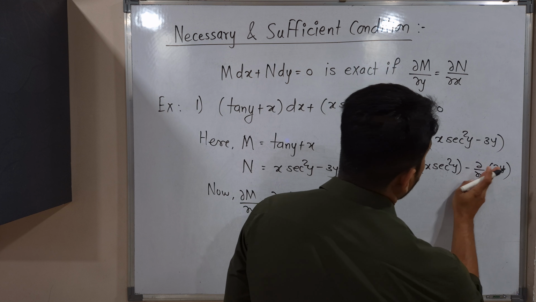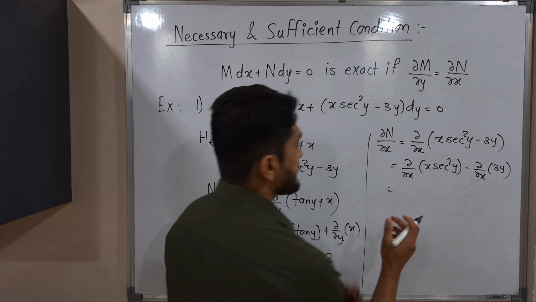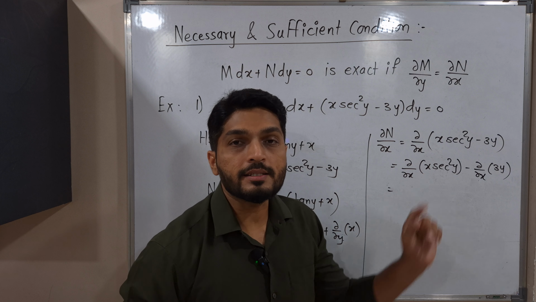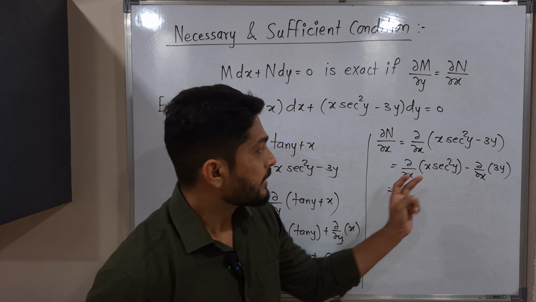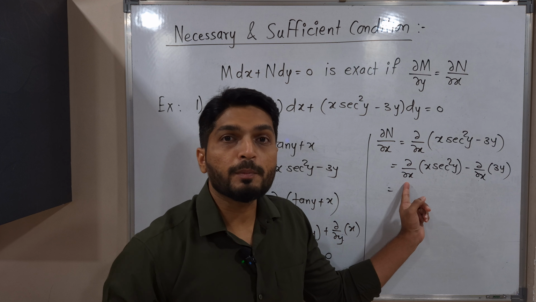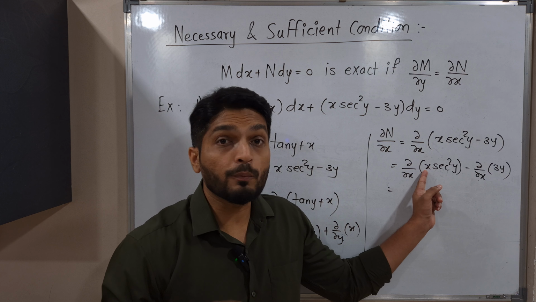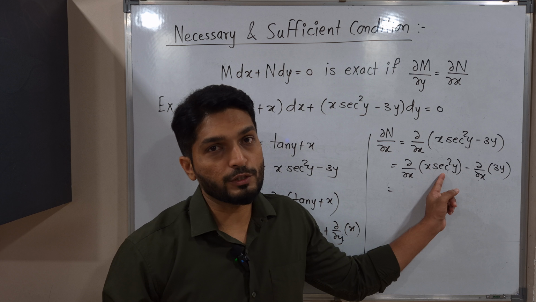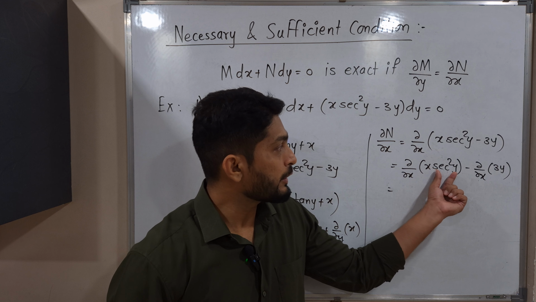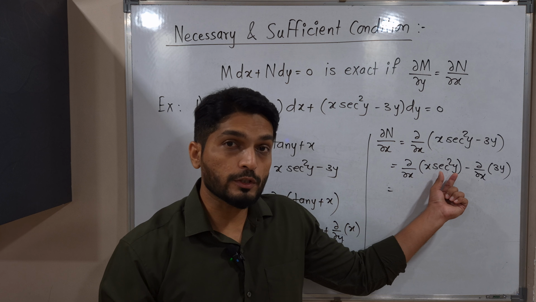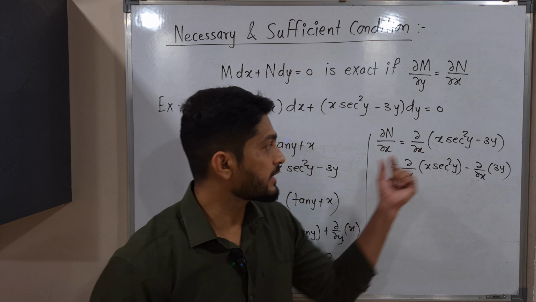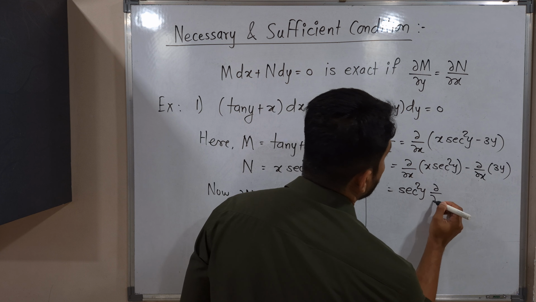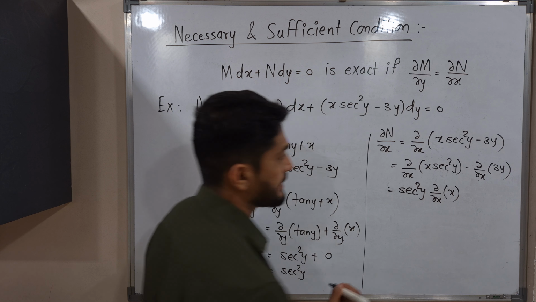Derivative with respect to x. I'm taking separate derivatives, right? There are two functions: the first is x and the second is sec² y. We are differentiating with respect to x, which means x is a variable and sec² y is a constant. When you have any constant in differentiation, we take it outside. So I will take sec² y outside, and inside the bracket you have simply x.